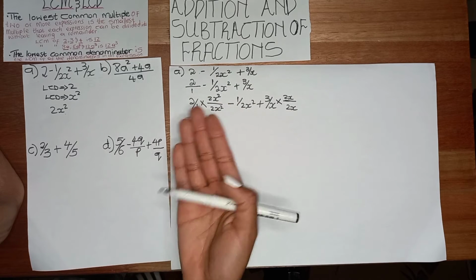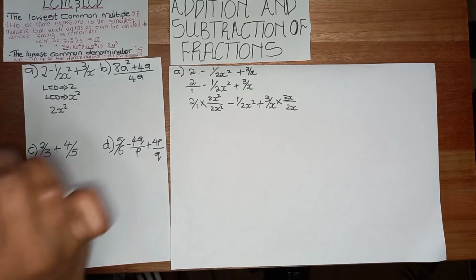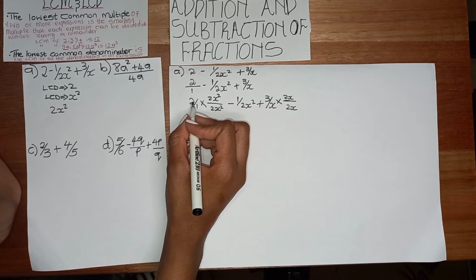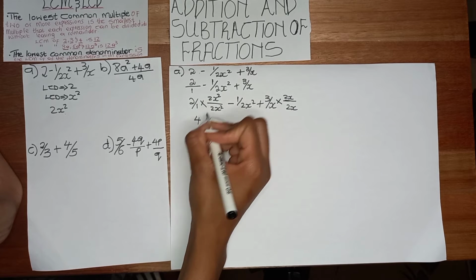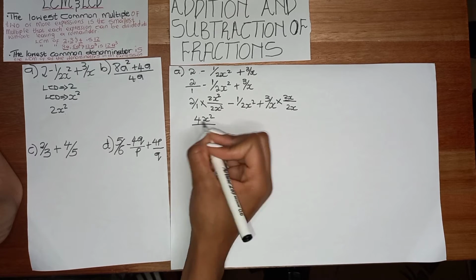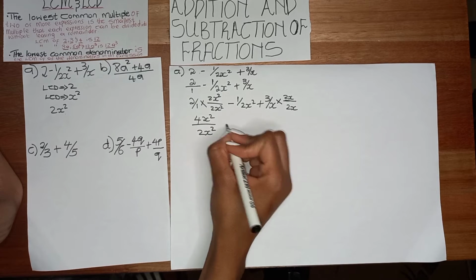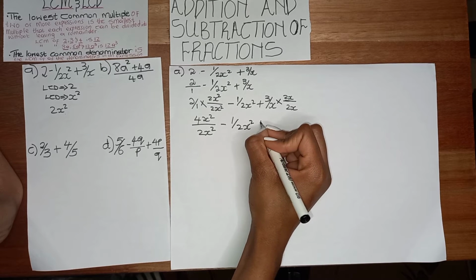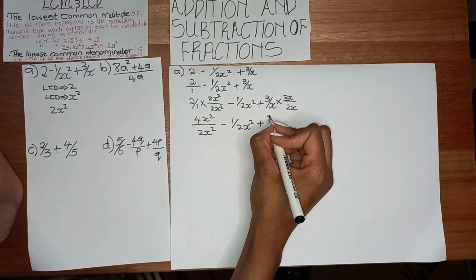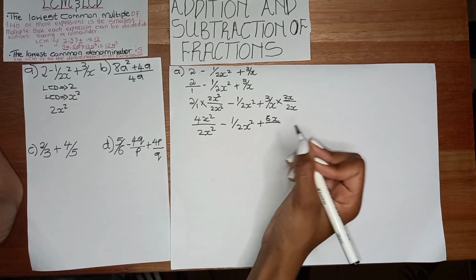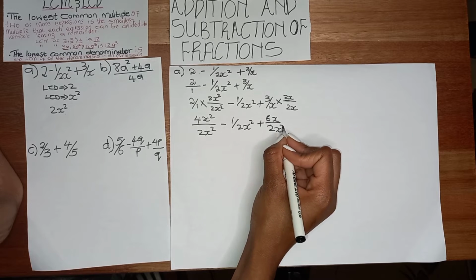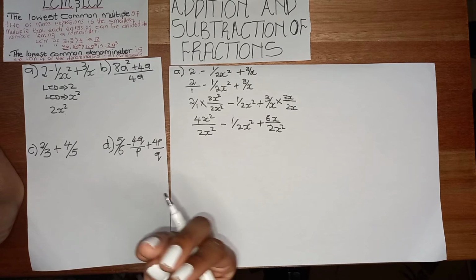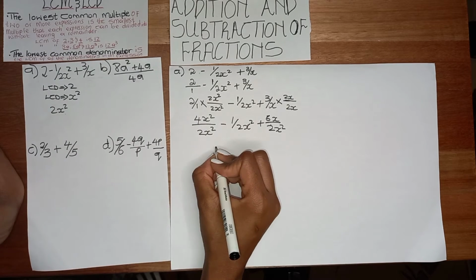So now you're going to multiply the normal way, which is multiplying the numerators and then multiplying the denominators. So let's continue. 2 times 2 will give us 4x squared over 2x squared, minus 1 over 2x squared, plus 3 times 2, which gives us 6x over 2x squared. So now as you can see, we have the same denominator, meaning that we can add or subtract our numerators. Let's move on.